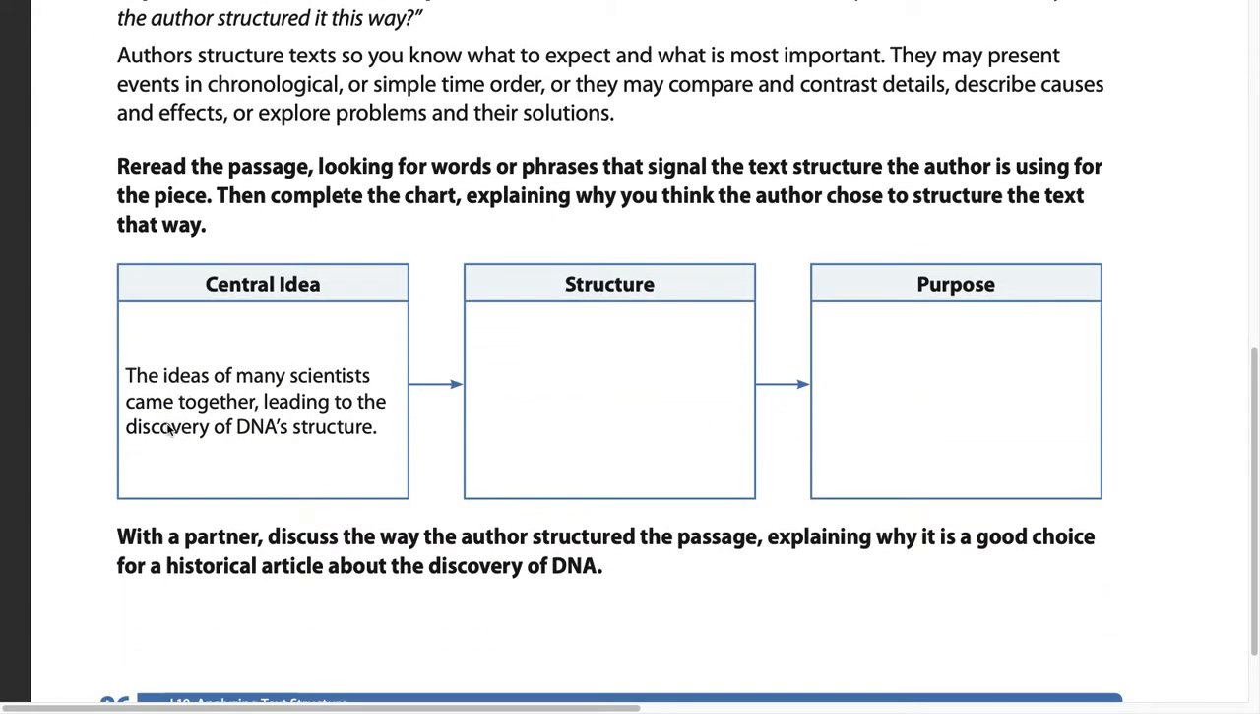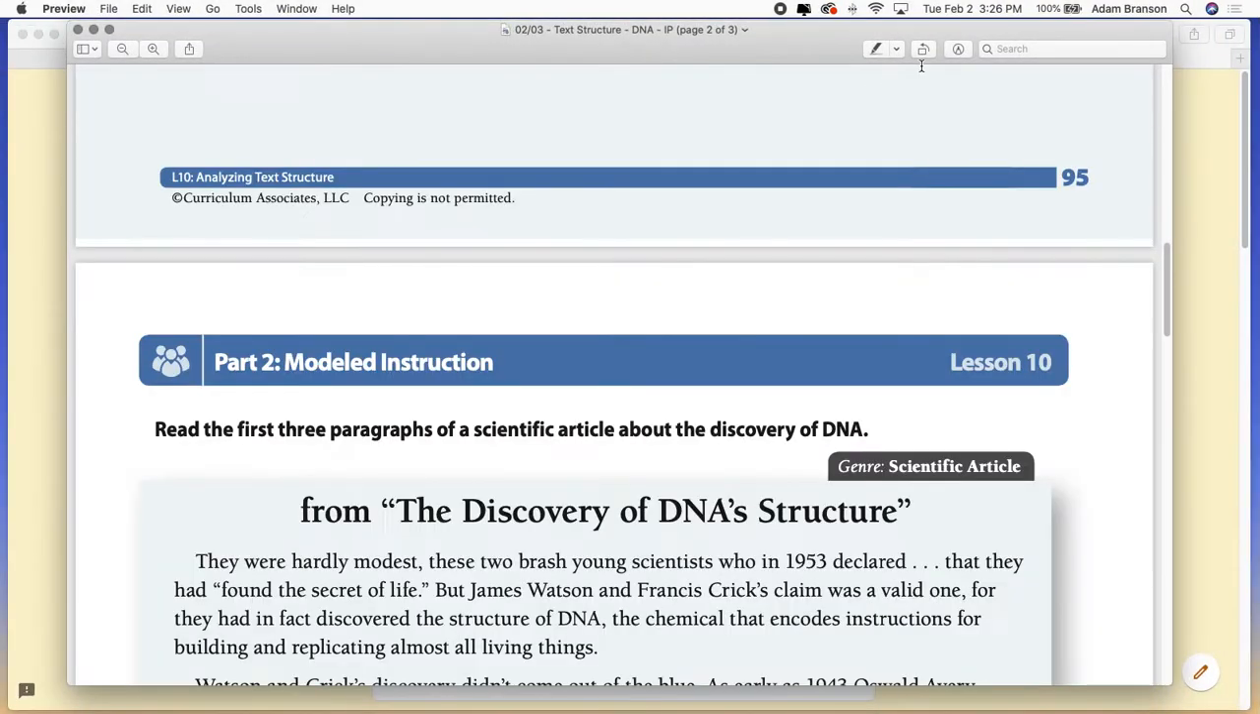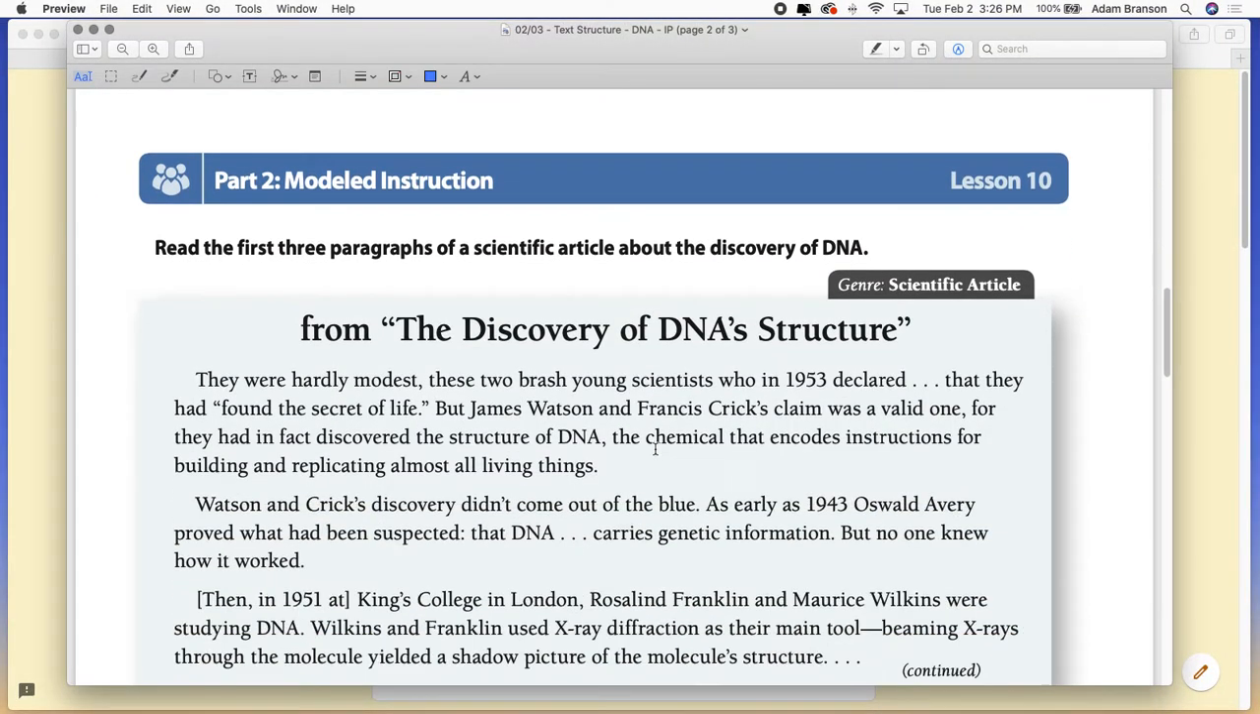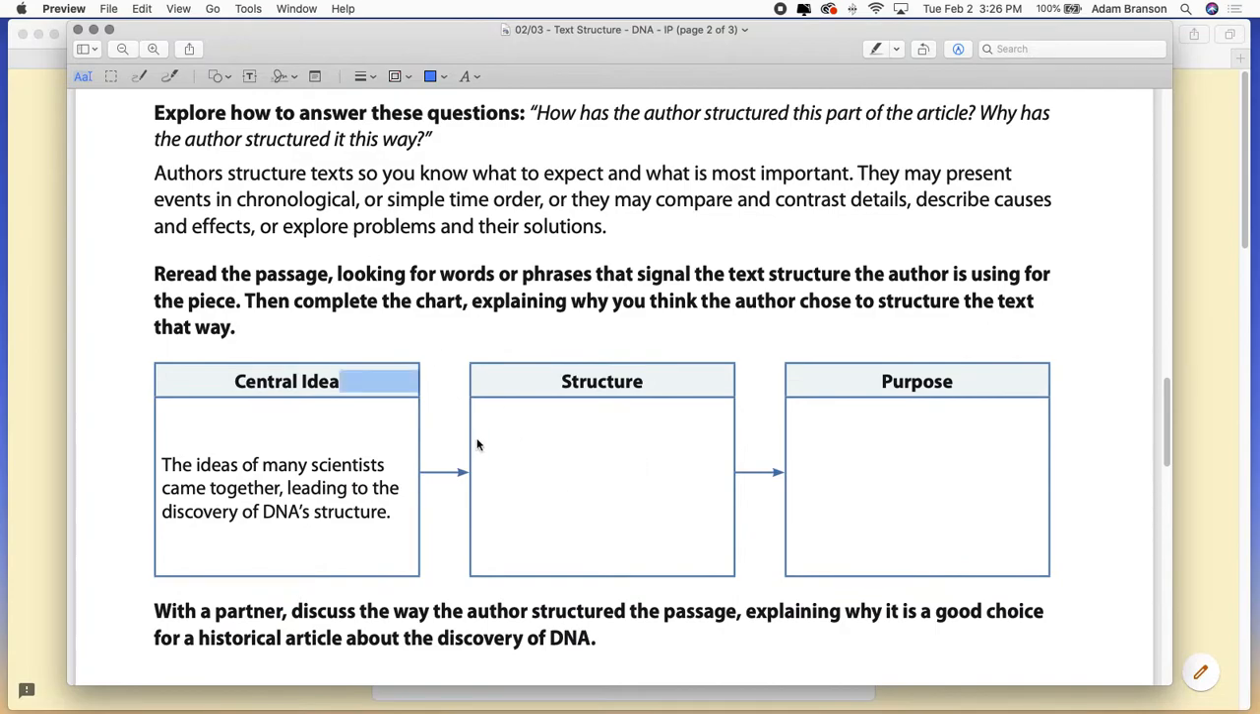So our central idea: the ideas of many scientists came together, leading to the discovery of DNA structure. We can figure out what a text structure is and why the author did it that way just using this simple graphic organizer. We start with the central idea though. And the central idea was basically that a lot of scientists came together and slowly our discovery of DNA structure came into being. So we know that the structure, let's see how I can write on this. I think I can do it this way. Yep. All right.